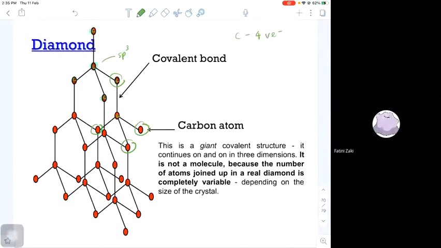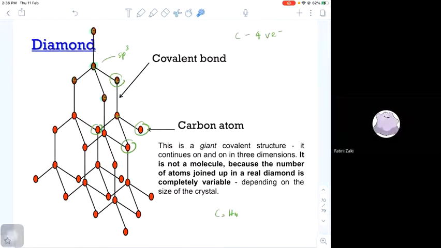If we say that it is a molecule, for example, we have a molecule of C2H4, then it is fixed. The number of carbon in this molecule will be 2, and the number of hydrogen in this molecule will always be 4 per molecule. Then we call it a molecule. But since the number of atoms here varies, it is not known as a molecule. The number of carbon atoms in a sample of diamond depends on the size of the crystal. The more carbon that we have means that our diamond is bigger. The less carbon that we have means that we have a small diamond.